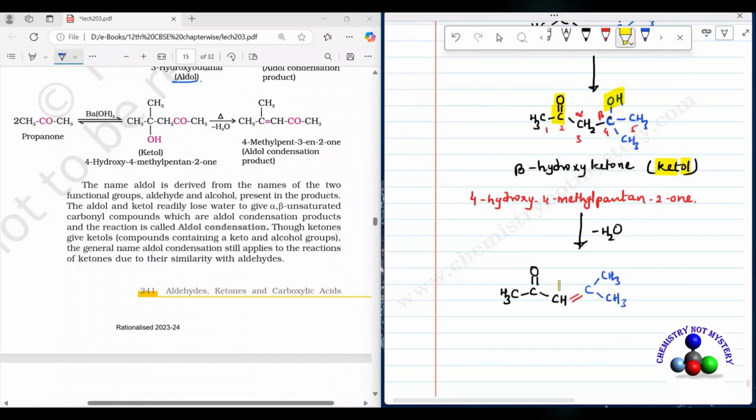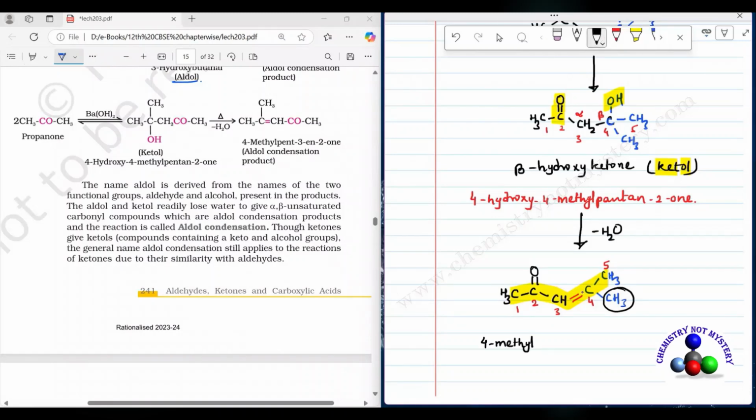First of all, select the longest carbon chain that contains both the functional groups. It is a 5 carbon long chain which contains the double bond as well as the ketone functional group. Now number the chain. You will start numbering from here: 1, 2, 3, 4 and this is 5. Here the double bond is between the 3rd and 4th carbon, and there is one methyl substituent bonded to the 4th carbon. So the name of this molecule will be 4-methyl.